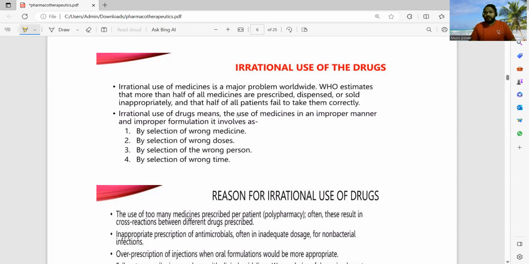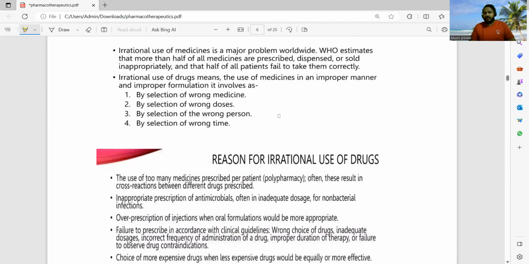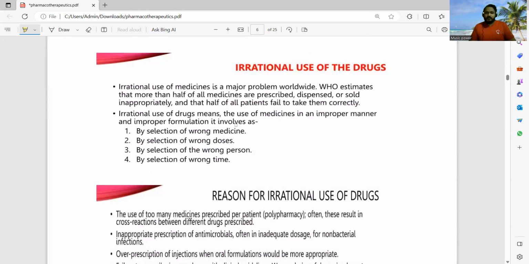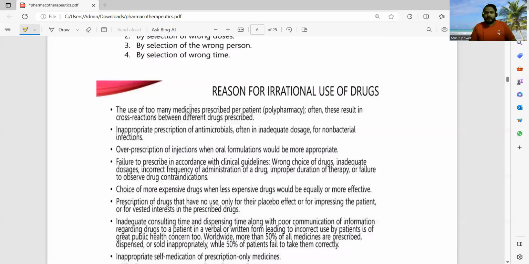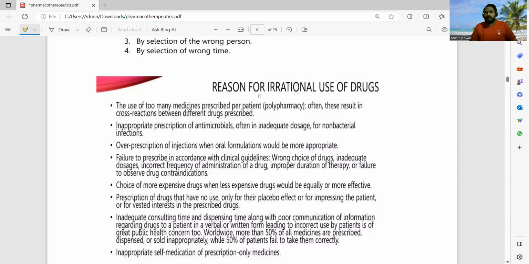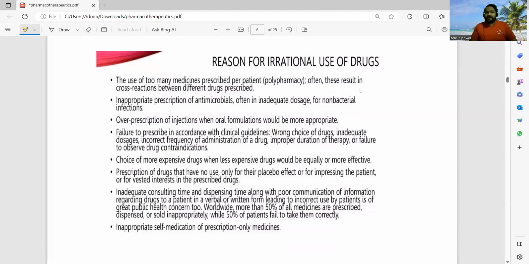So, irrational use of medicine means the use of medicine in an improper manner and improper formulation. It involves the selection of the wrong medicine, wrong doses, wrong person, and wrong time. So, irrational use of medicine is ultimately very harmful to the patients. So, we must take care of this. It is also a part of standard treatment guidelines which are developed for providing the best of best treatment to the patients by healthcare professionals. And move to the reasons for irrational use of medicines.